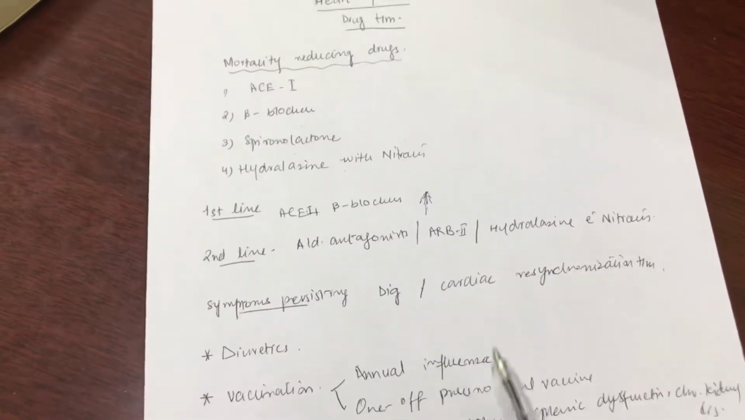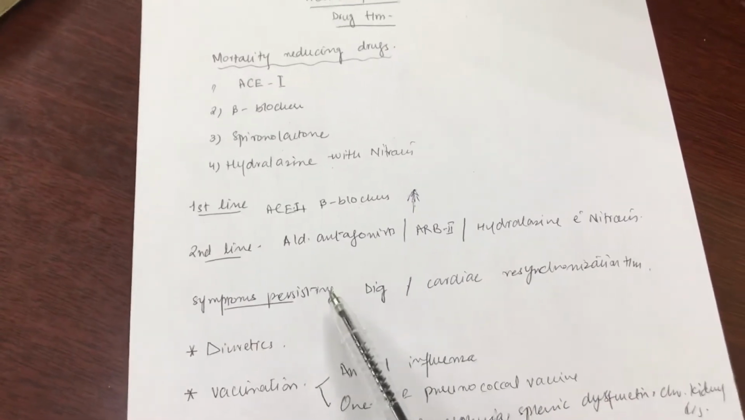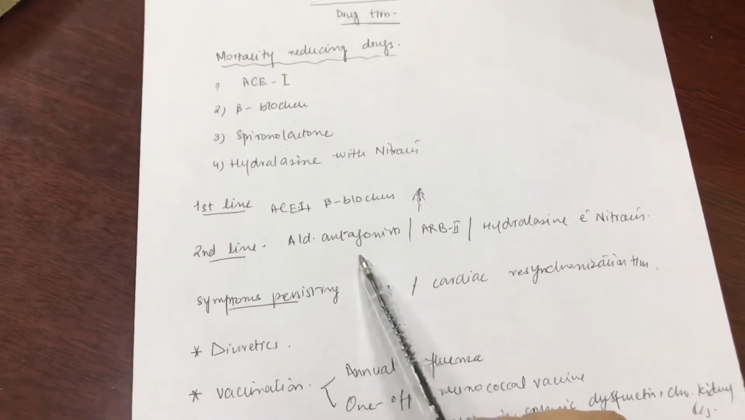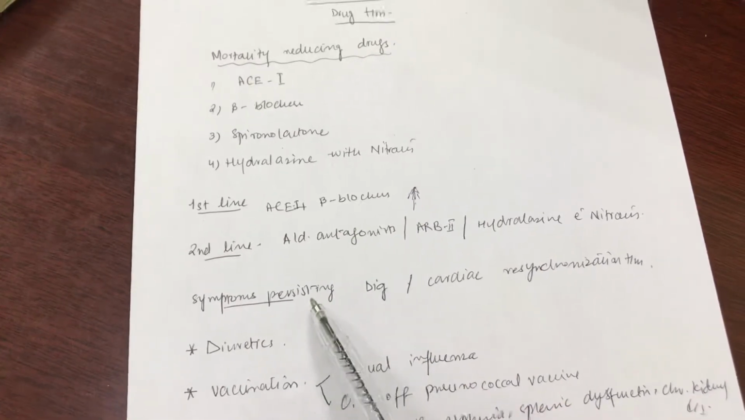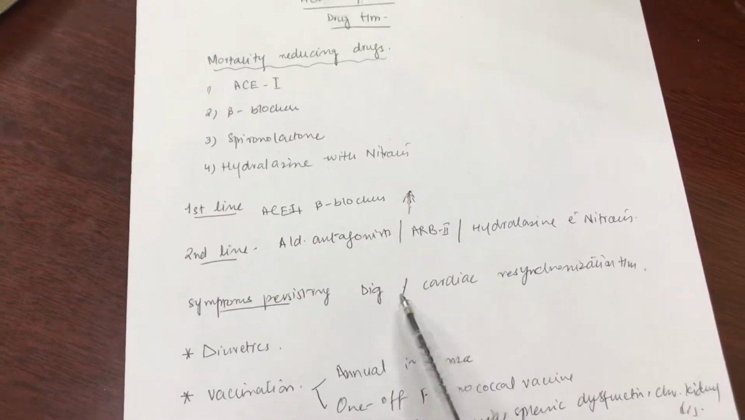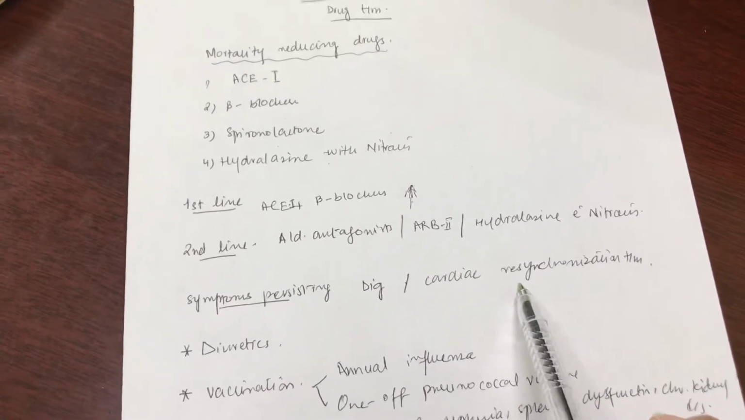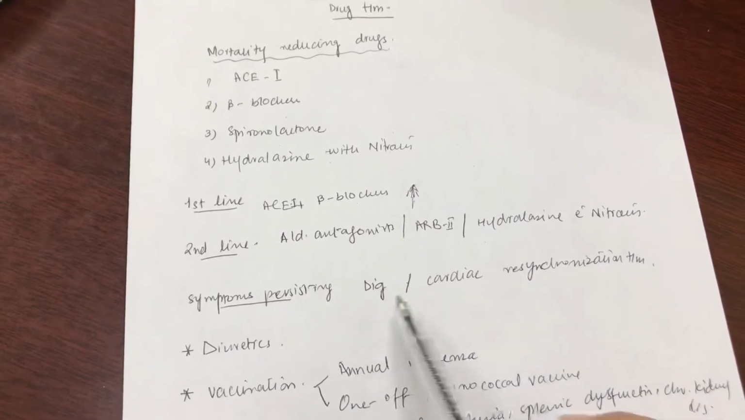And then third line is, if the patient with these 2 drugs that have been started, first and second line, and symptoms are still persisting, then digoxin alone or cardiac resynchronization therapy should be considered according to the patient's condition.